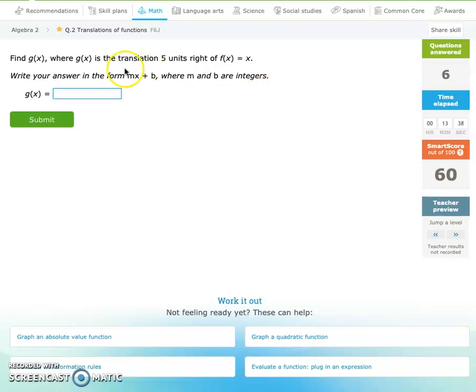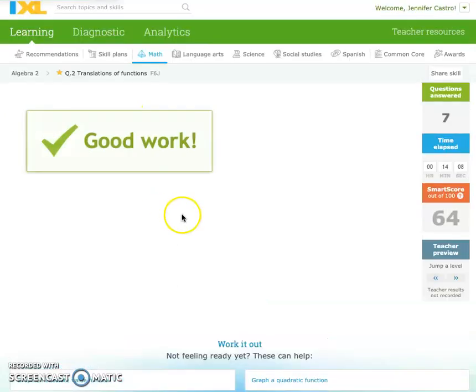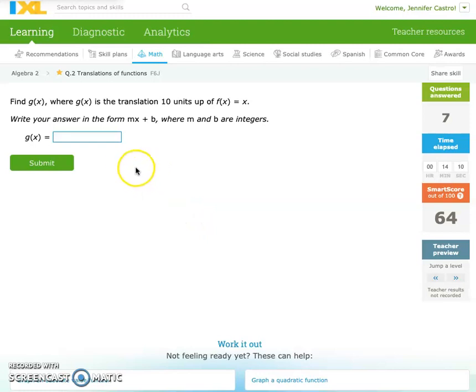So here we're given a function. Remember that f of x equals x is our parent function, so that's where we're starting, and it's asking us to translate it to the right 5 units. Remember that to the right 5 units means we're going to put it inside parentheses and with a minus. So my function here should be x minus 5 because I'm going to the right 5 units. I did it.